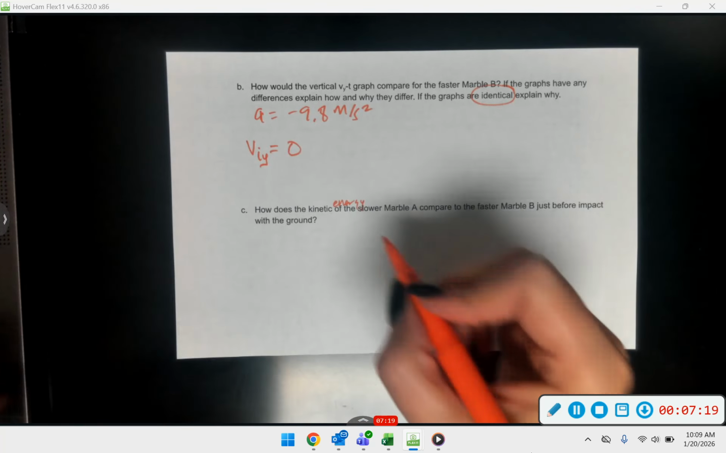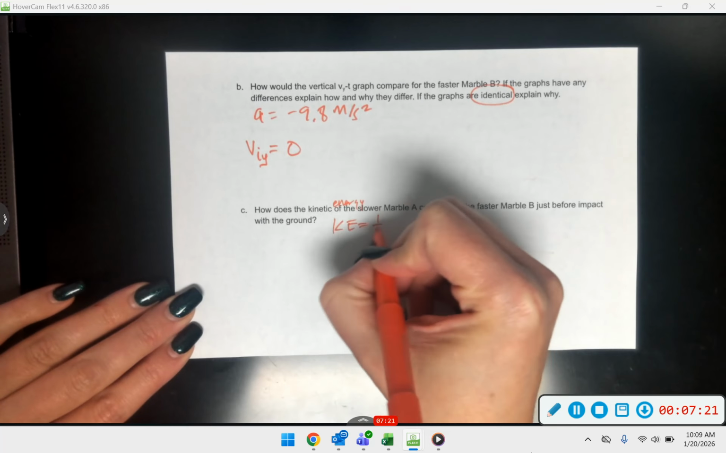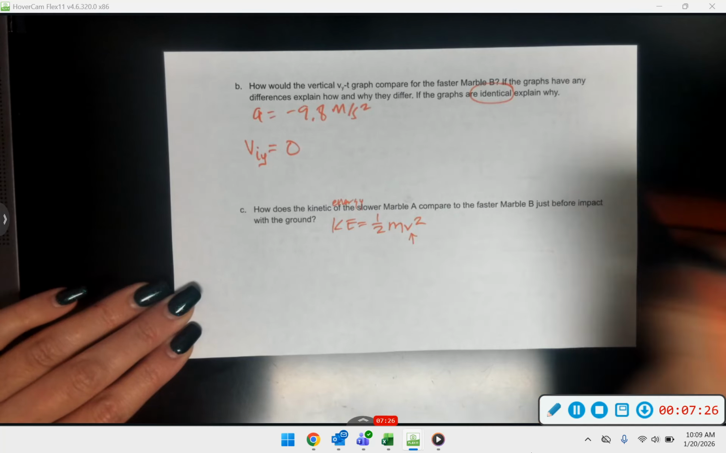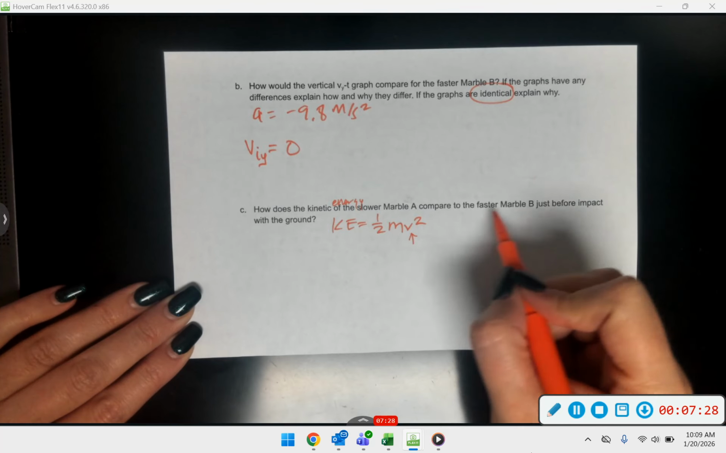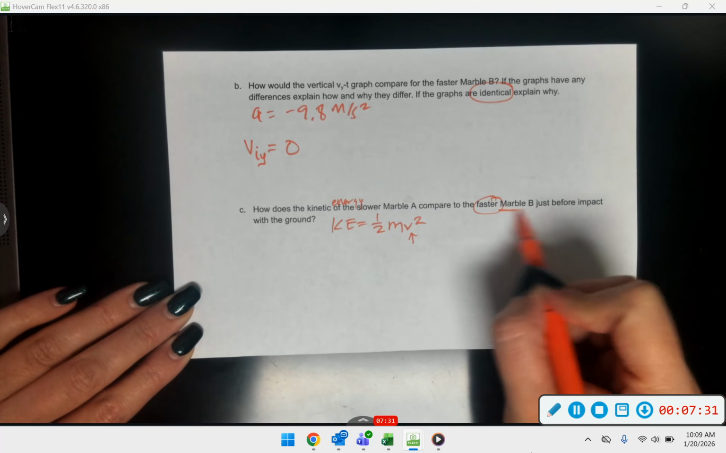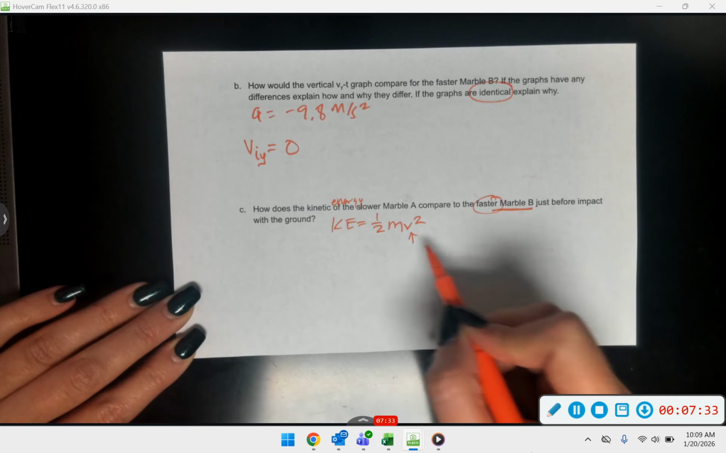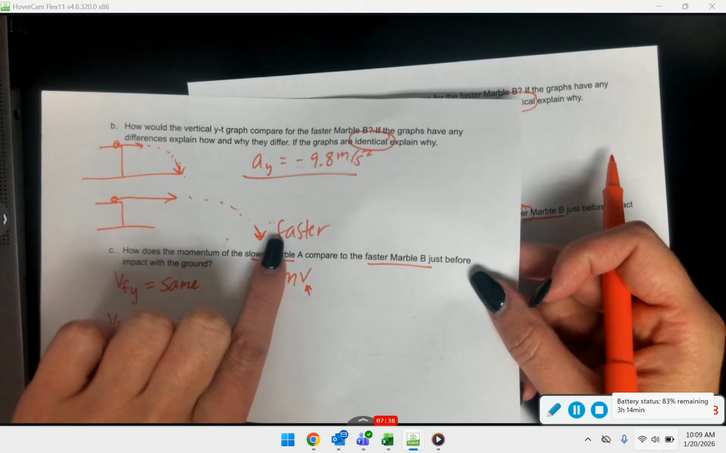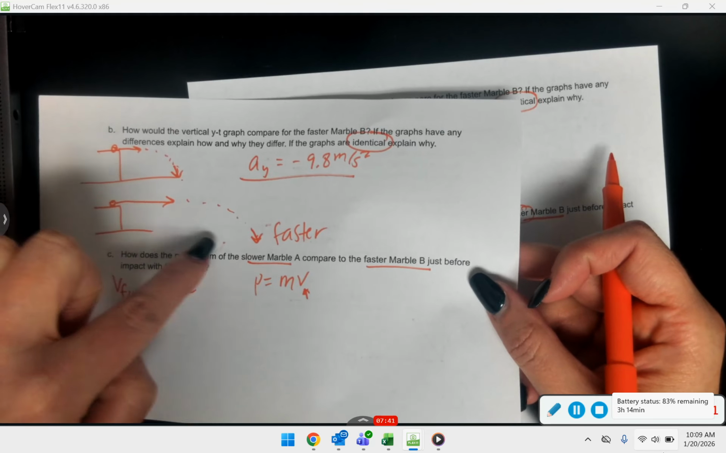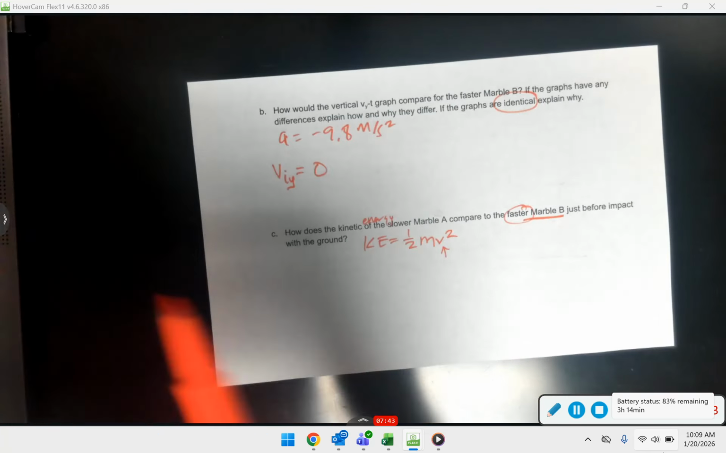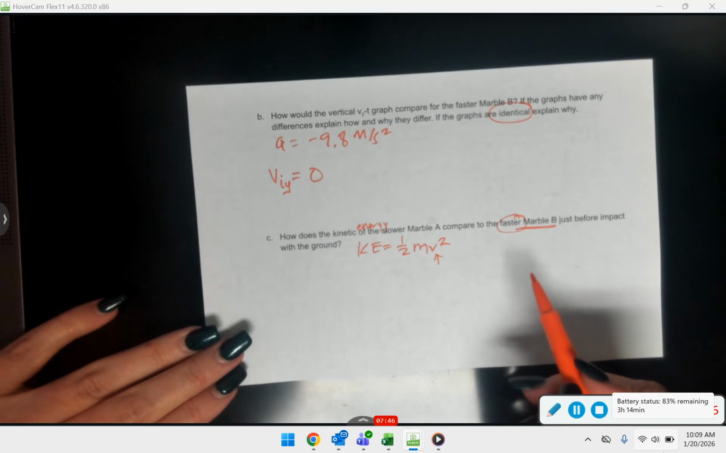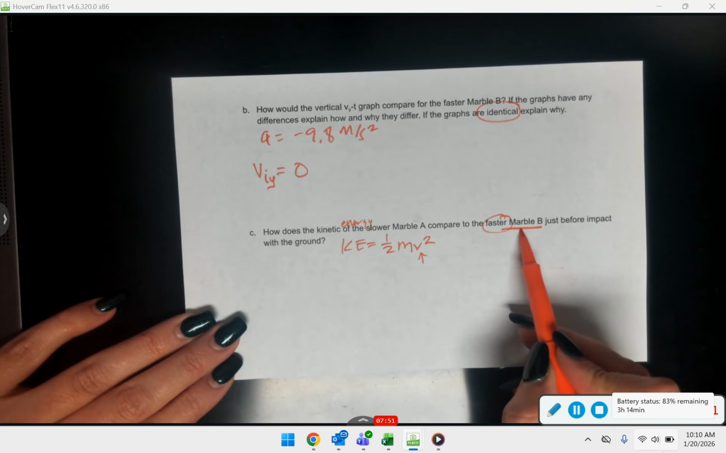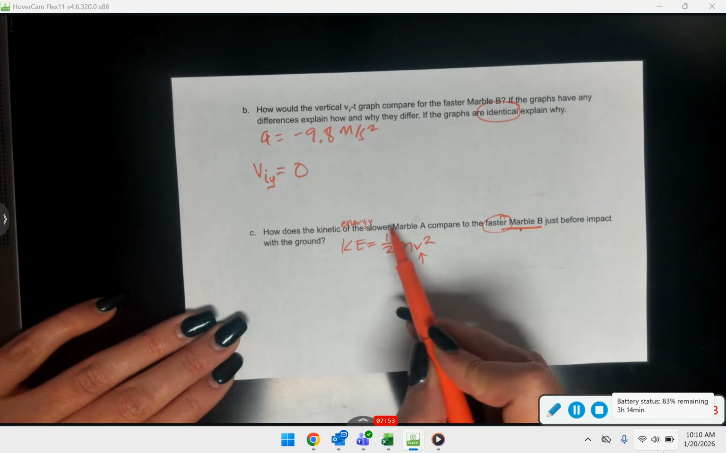And when we look at the equation for kinetic energy, it's 1/2 mv squared. So although their masses are the same, their velocities are different. One of them is faster than the other one. Marble B is faster, therefore marble B is going to have greater kinetic energy at the end because it hits the ground with a faster speed because it has more horizontal velocity. The vertical part's the same, but the horizontal part means that its overall velocity is faster. And so you would say that your faster marble B has more kinetic energy than your slower marble A.